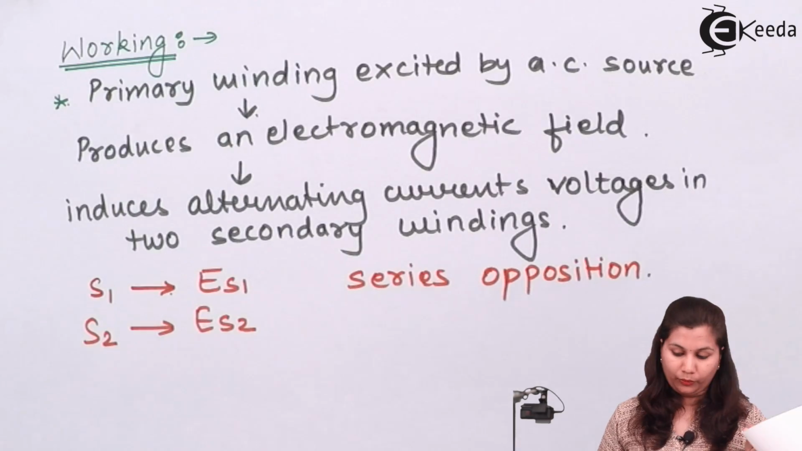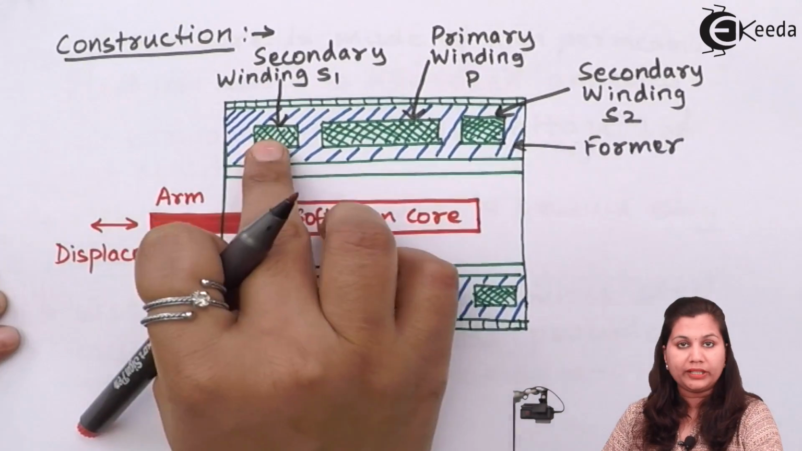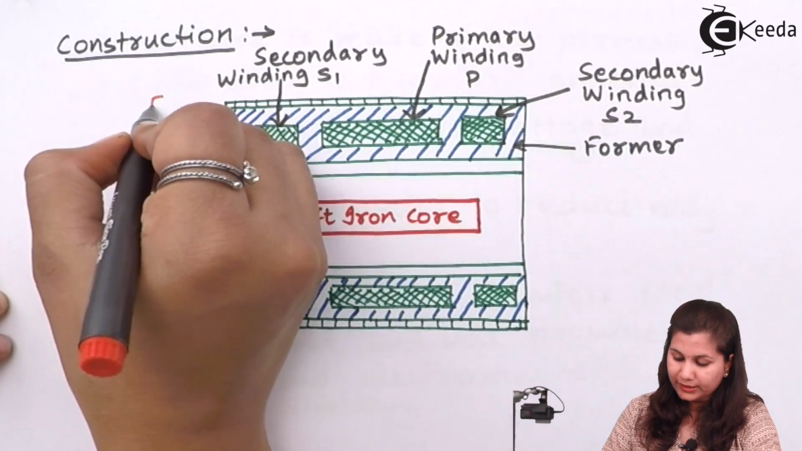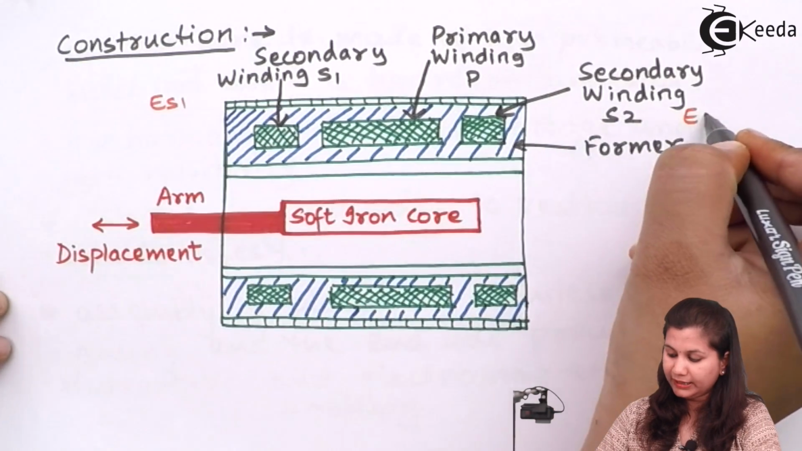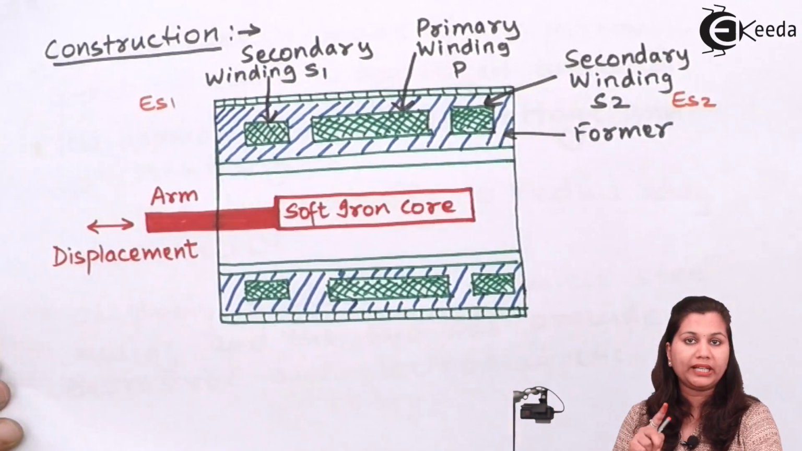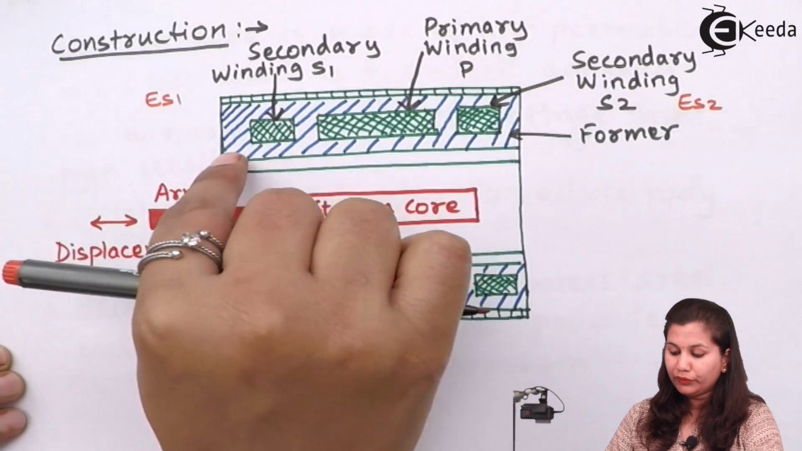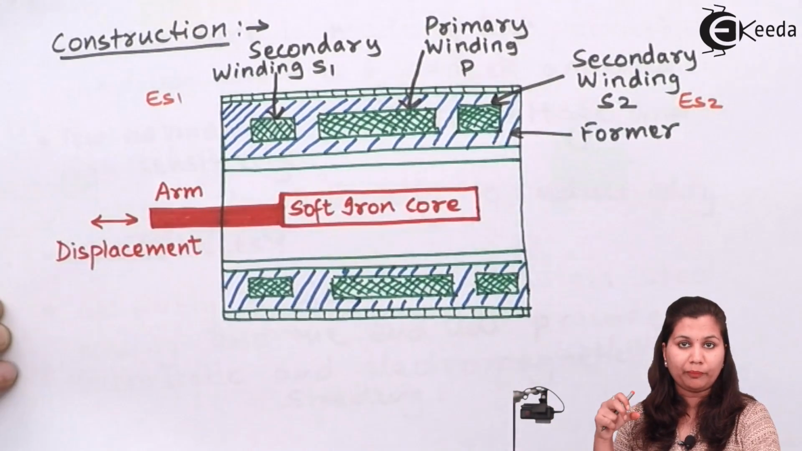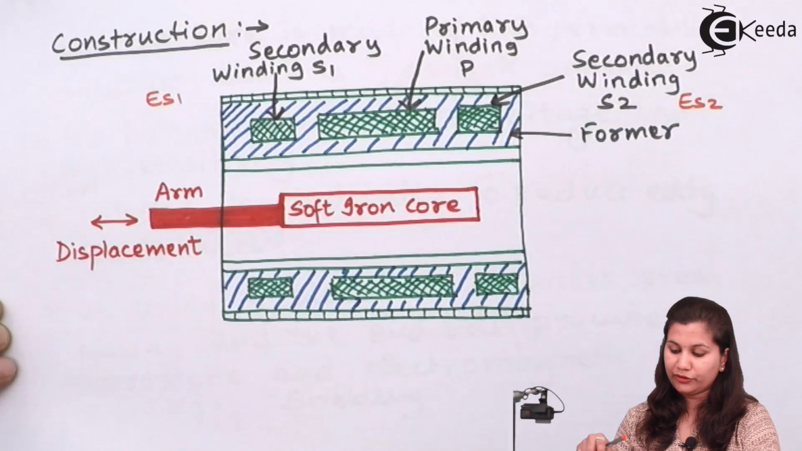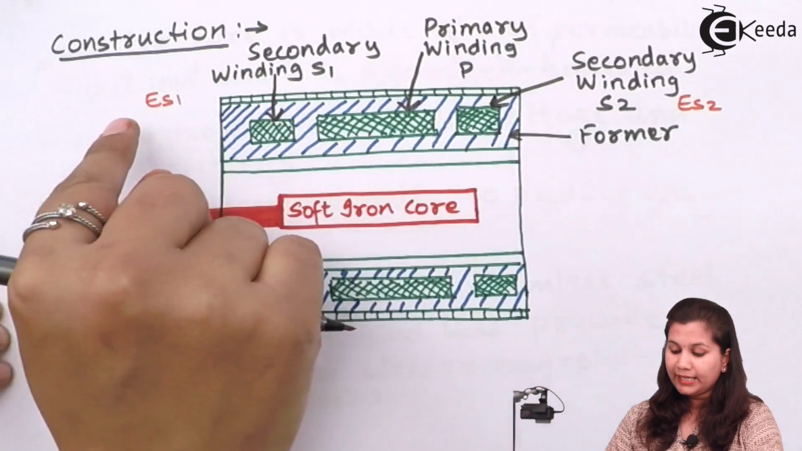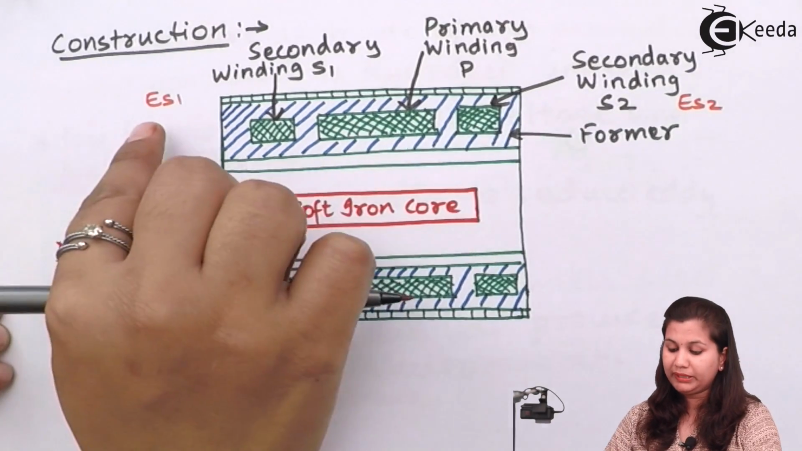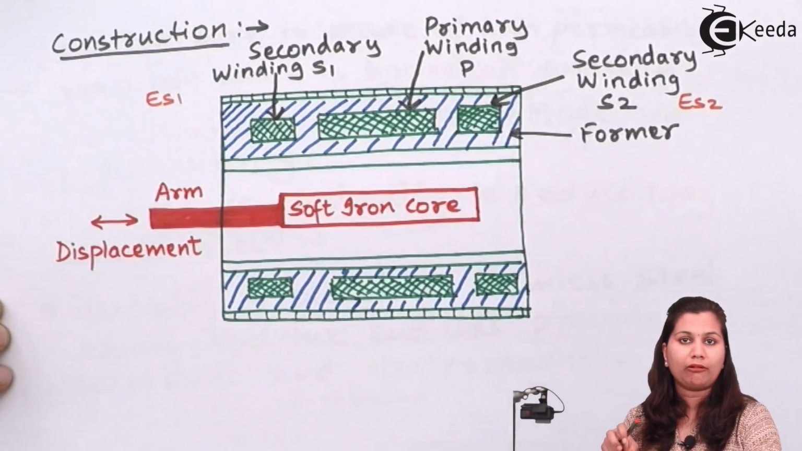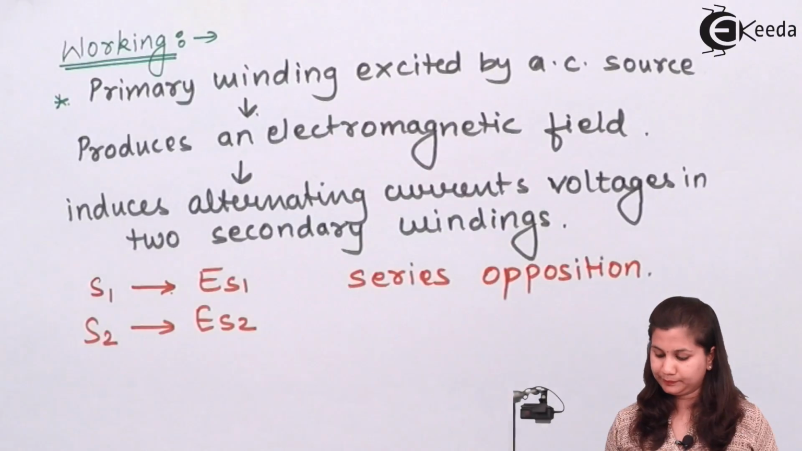So when voltages are induced in these two secondary windings, from S1 we get ES1, and from S2 we get ES2. Now from the LVDT we want only a single output voltage, so we connect these two windings in series opposition, so that the output voltage we get from the LVDT is the difference of the voltages in these two windings. That is, E0, the output voltage, will be ES1 minus ES2. So that is why we get a differential output voltage from the LVDT.